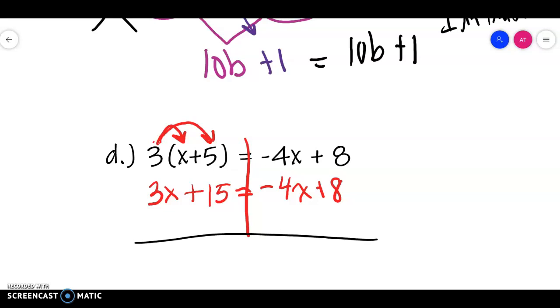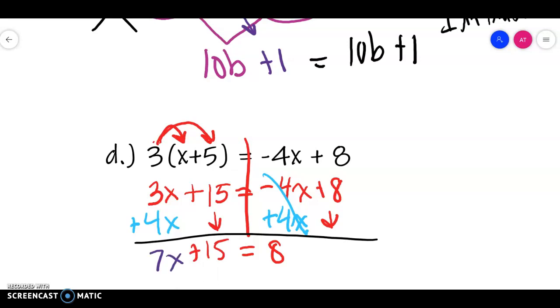I'm going to move this negative 4x to my positive 3x by adding a 4x to both sides. So that way it cancels out on the right. On the right, I'm left with 8. I'm going to bring this 15 down. What's 3 plus 4? 7x.